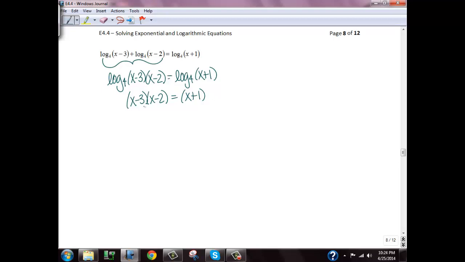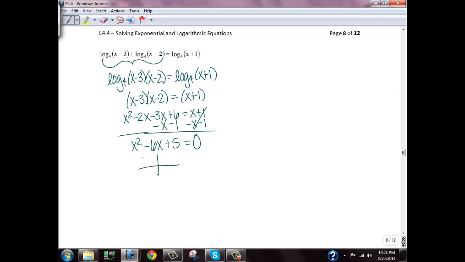Okay, when I FOIL over here on the left hand side, x times x is x squared, x times negative 2 is negative 2x, negative 3 times x is negative 3x, and negative 3 times negative 2 gives me positive 6. Okay, is equal to x plus 1. So I need to move my x and my minus 1 to the other side so that it's all equal to 0. So I have x squared, and I have 3x terms to combine. Negative 2, negative 3, and negative 1 which gives me negative 6x. And then I have positive 6 minus 1, which is positive 5.